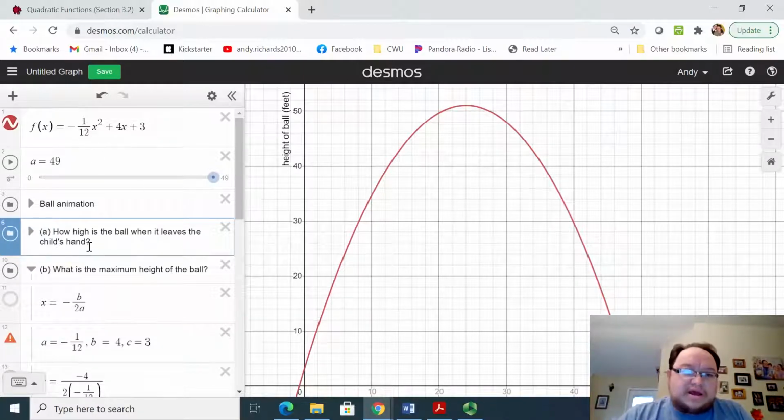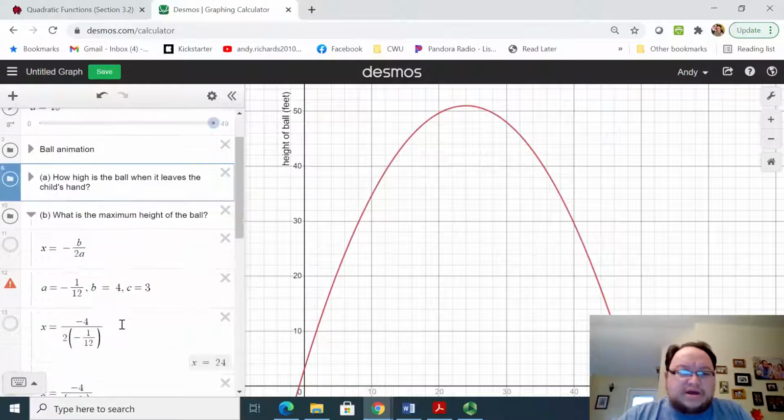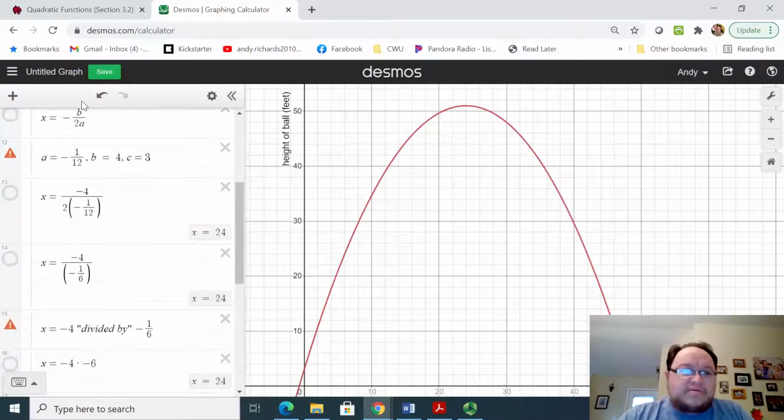In this case, our a is negative 1/12, our b is 4, and our c is 3. So if we need to figure out what negative b over 2a is, that's going to be the same as negative 4 over 2 times negative 1/12. And we can sort this out. You can see Desmos is doing it for me, but I want to make sure we take the time to know how to do this, because it's easy to goof something like this up if you're just doing a pen and paper type situation.